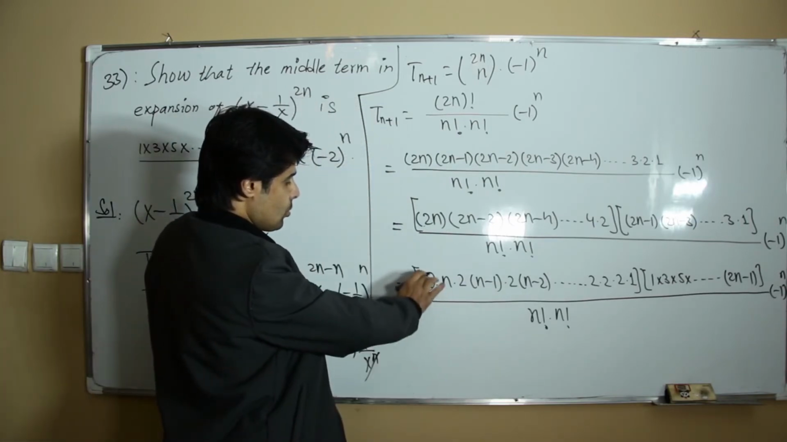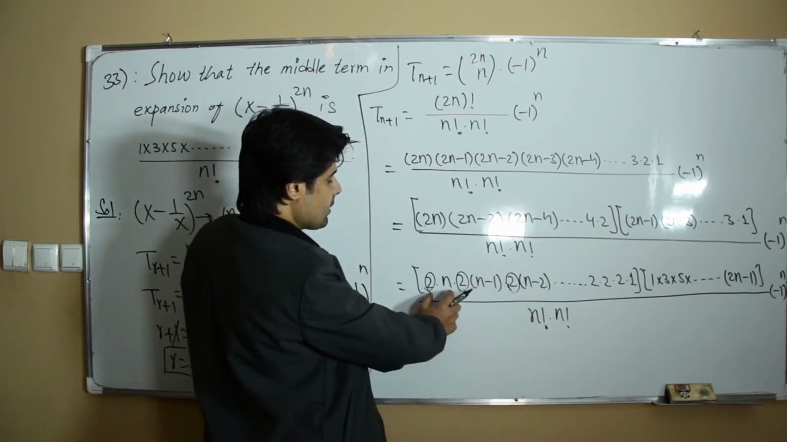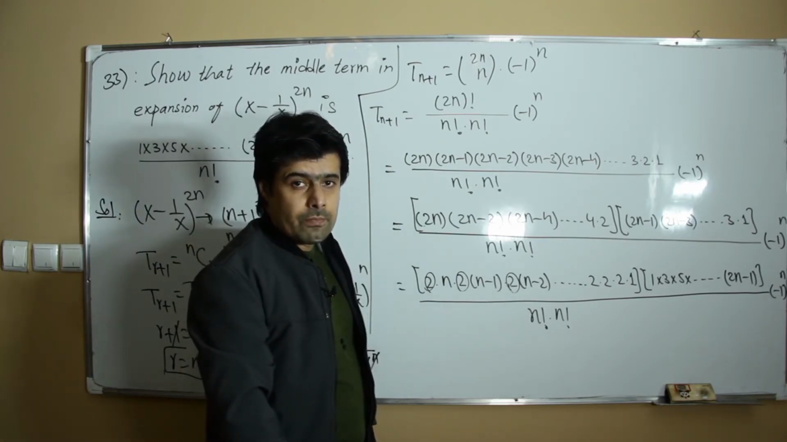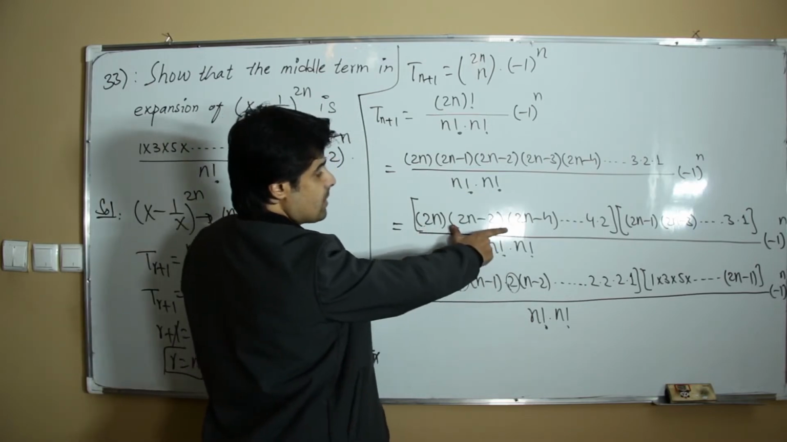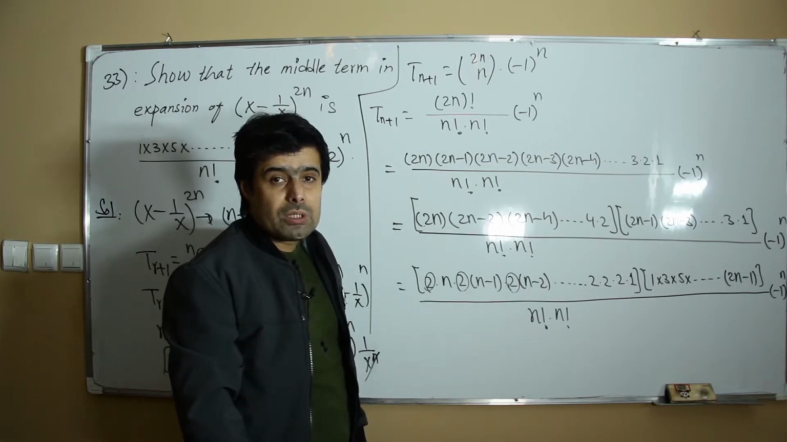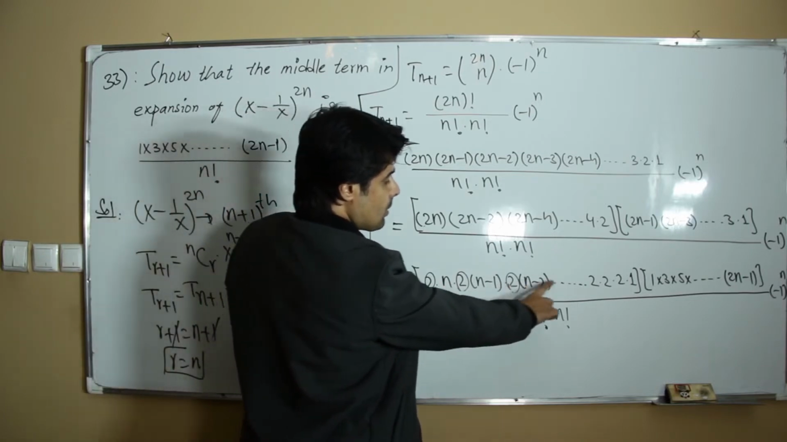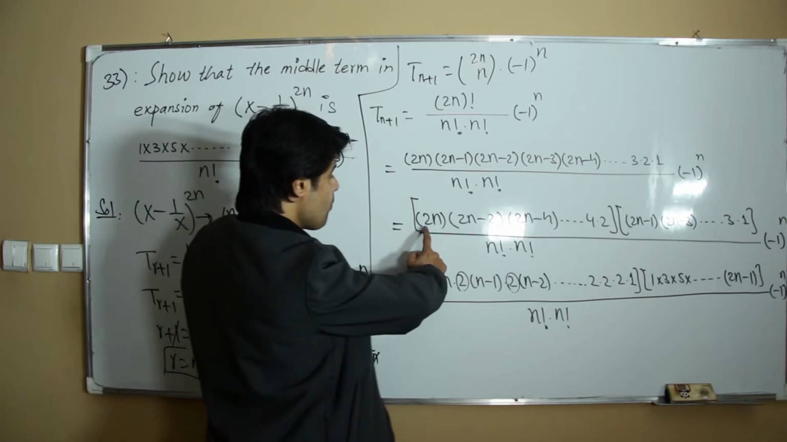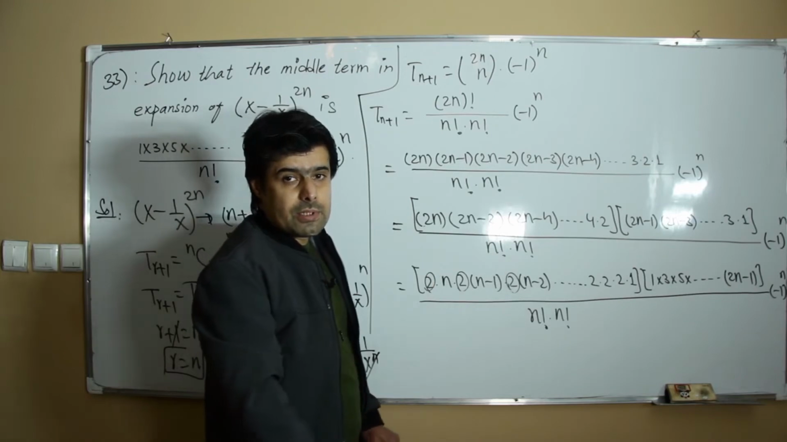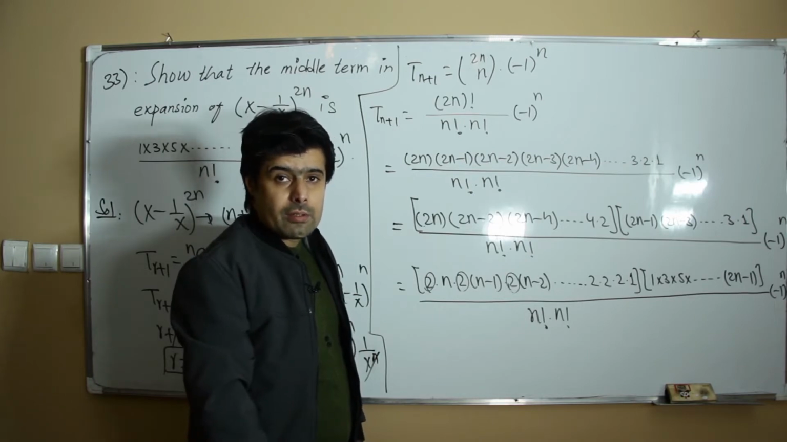Now what do you think? This is 2, this is 2, this is 2. How many 2s do we have in 3 terms? We have 2 to the power 3. How many 2s do we have in 4 terms? We have 2 to the power 4. Then how many 2s do we have in all these terms? I think we have 2 to the power n.